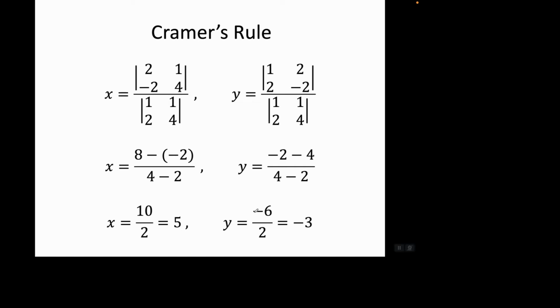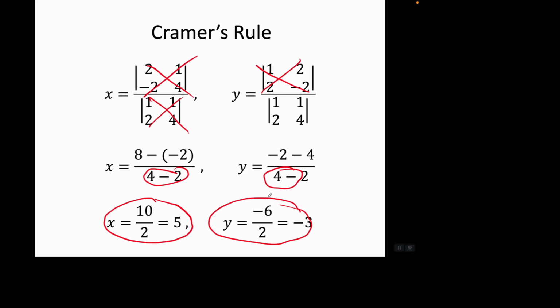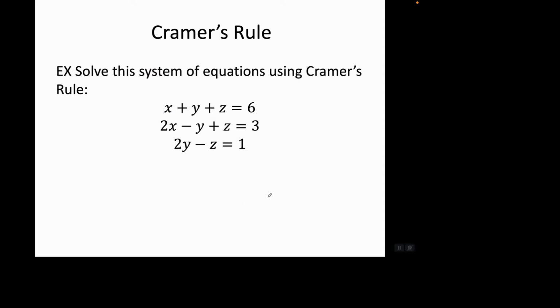So here's what we get. We evaluate these determinants. This first determinant on the bottom, you get 4 minus 2. Same thing here, same thing here. On the top, you're going to get 8 minus negative 2. Here, you're going to get negative 2 minus 4. So in other words, we get x equals 10 over 2, which is 5, and y equals negative 6 over 2, which is negative 3.